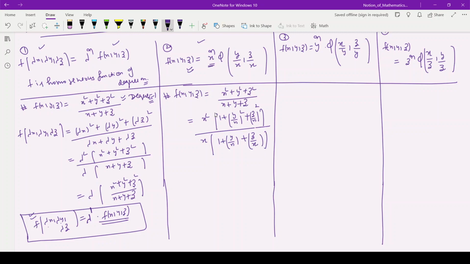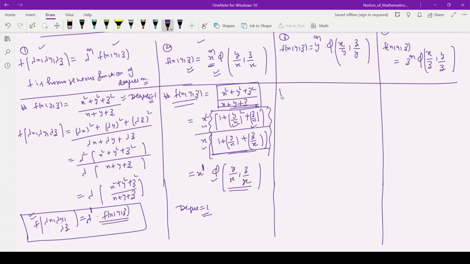Students, if you see this whole function, how can it be written? One more thing here: x square upon x is x to the power 1, and this whole function depends upon y upon x and z upon x. So students, the original function is written as x to the power something into a function of y upon x and z upon x, and that something is equal to 1 here.